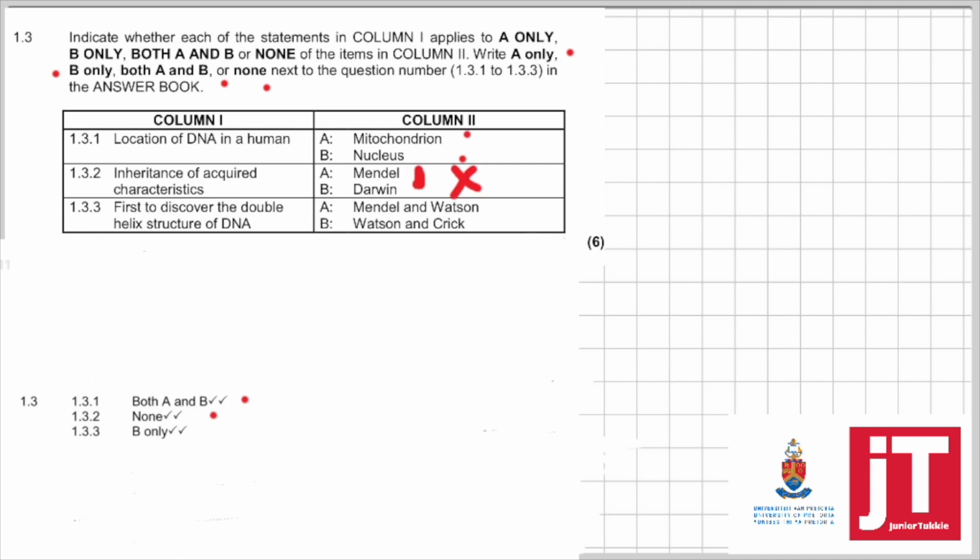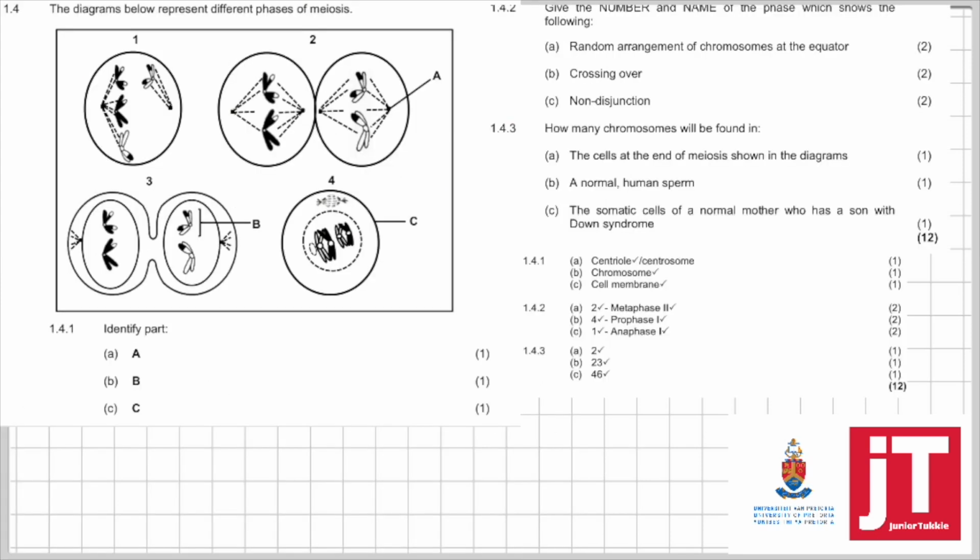1.3.3. Who was the first to discover the double helix structure of the DNA? Right. Who was it? Mendel and Watson, Watson and Crick. Be careful here. This is what they do. They usually swap the names. Make sure you know your work well. So yes, it was Watson and Crick. So the answer is B only. Right. Not too difficult. Let's move on to the next question.